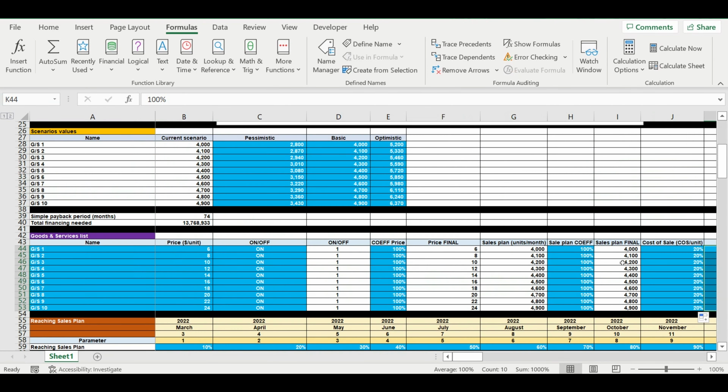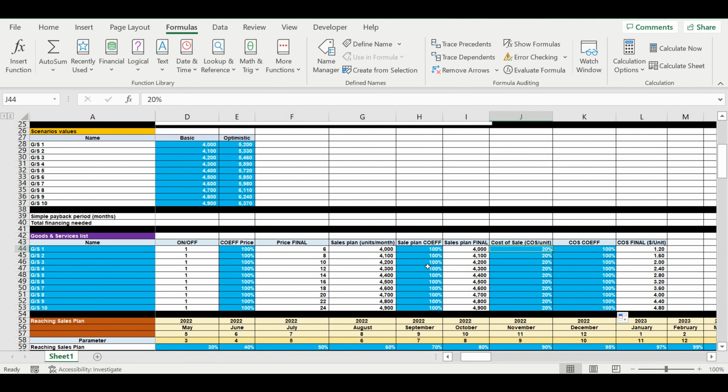Here we specify the sales plan coefficient. Here we specify the percentage of direct expenses from the selling price. Here we have the coefficient for direct expenses. We can increase and decrease direct expenses values. The final values of direct expenses are here.